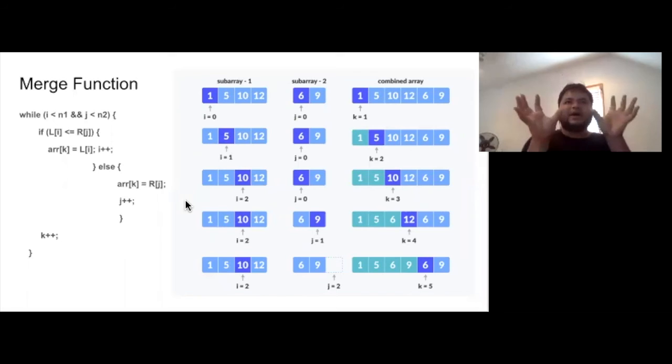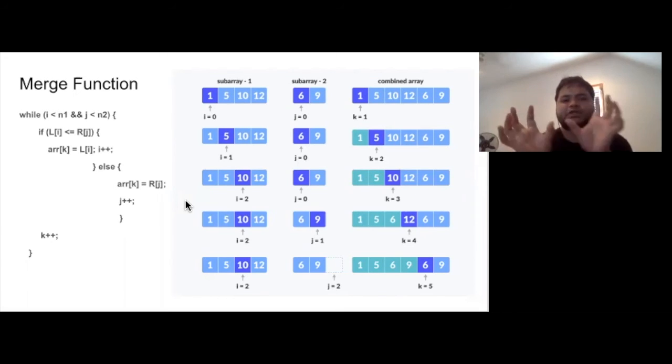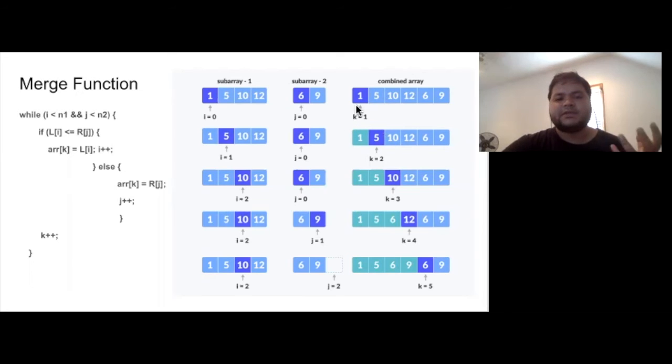The merge function actually merges two subarrays, sorts them, and stores them in a combined array. So here in this picture, you can see that we are tracking the index of subarray 1 and subarray 2 by variables i and j, which are initially 0. And then the combined array with the variable k. So k will be initially incremented. That means k will be 1.